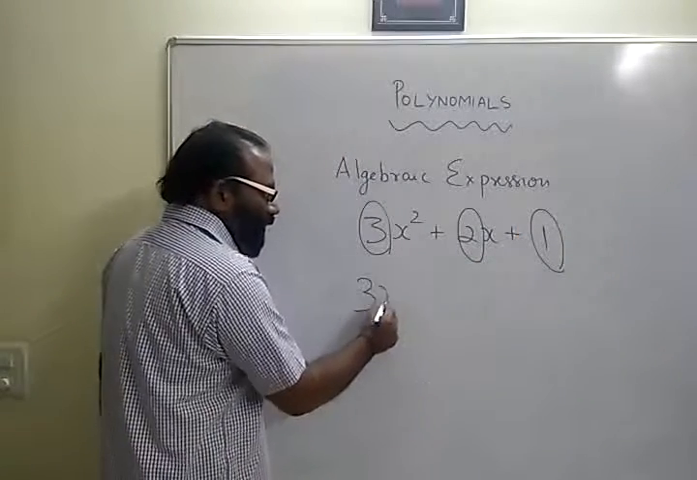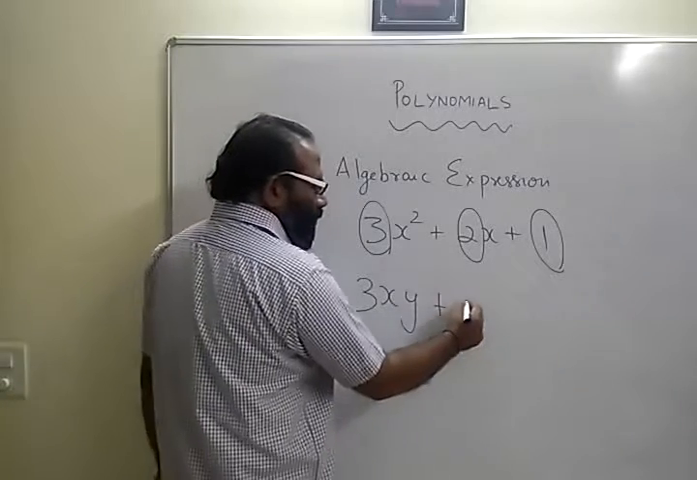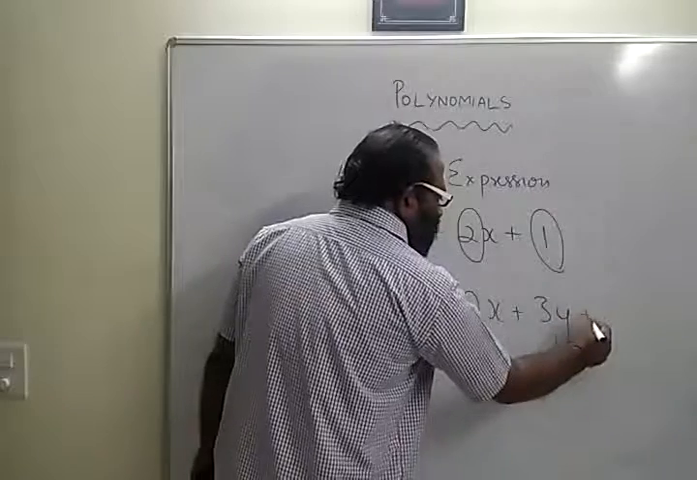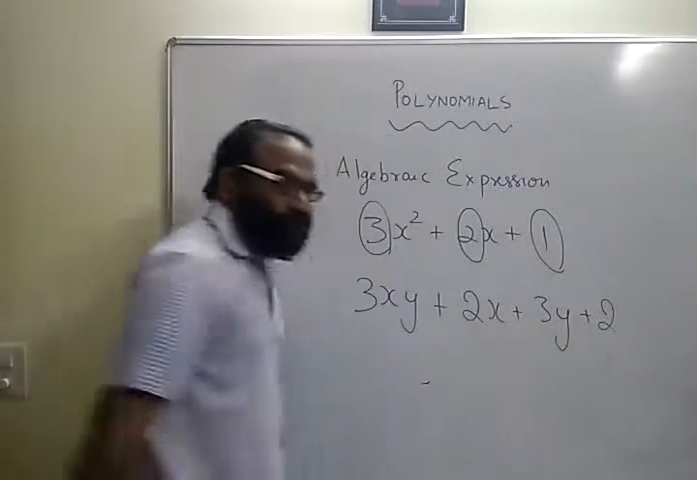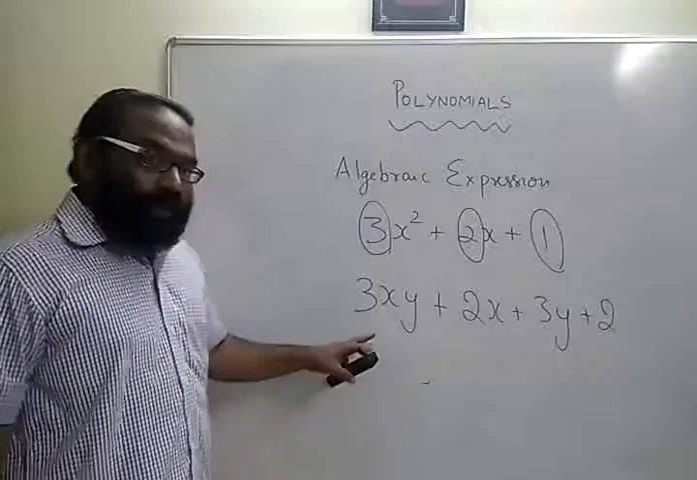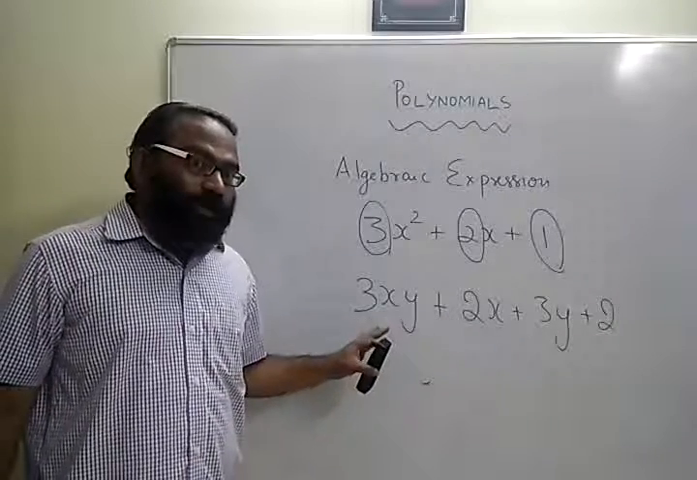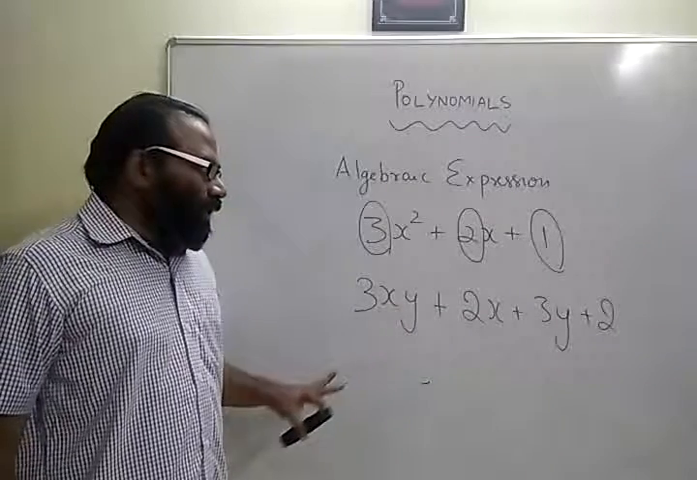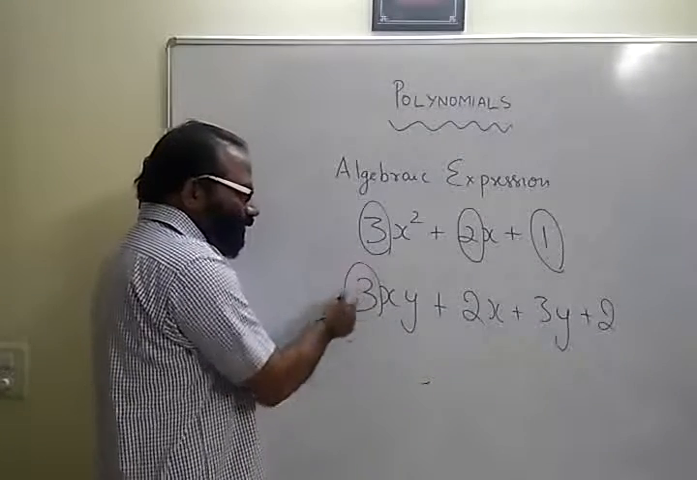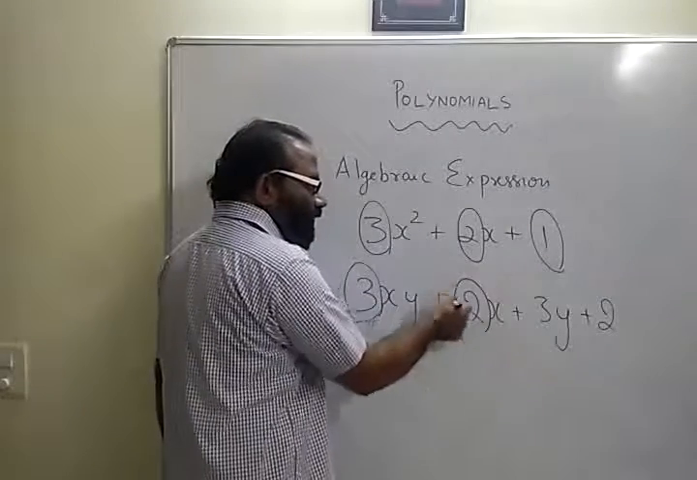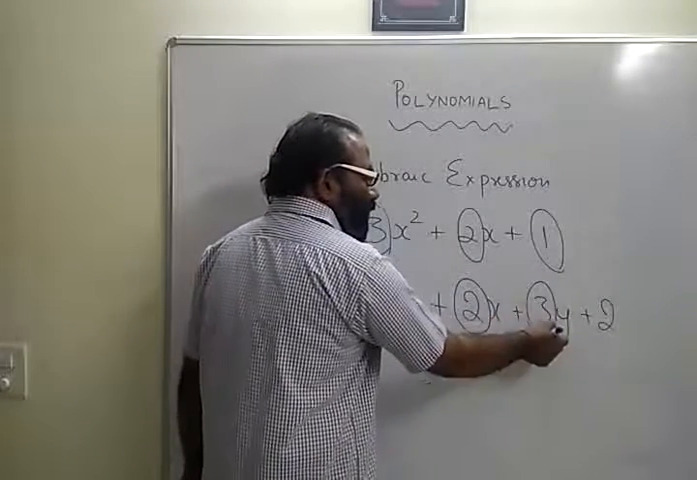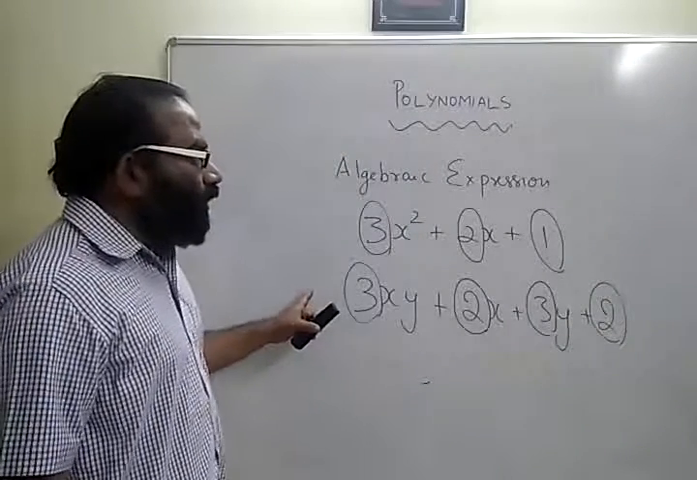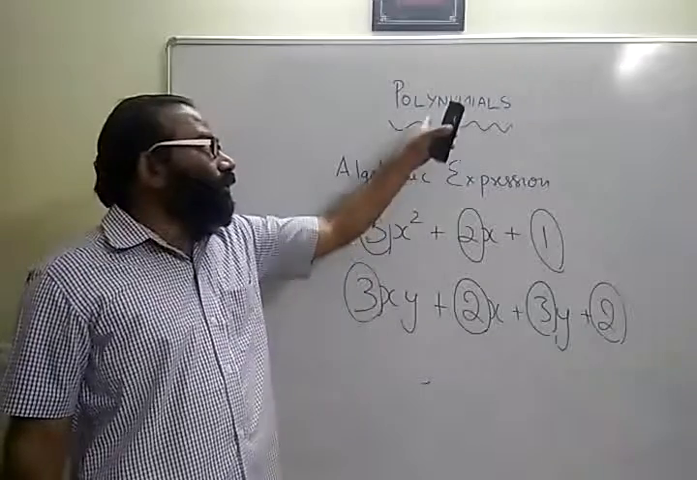Suppose I have an expression like this, 3xy plus 2x plus 3y plus 2. Now, this is an expression and there are two variables in it, x and y. There are two different variables. And the coefficient of xy is 3, the coefficient of x is 2, the coefficient of y is 3, and the constant is 2.